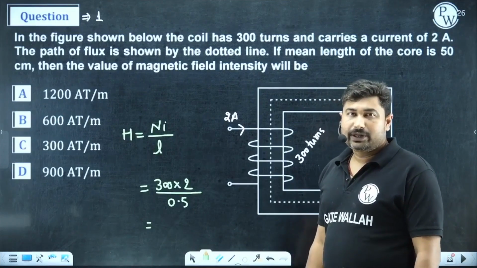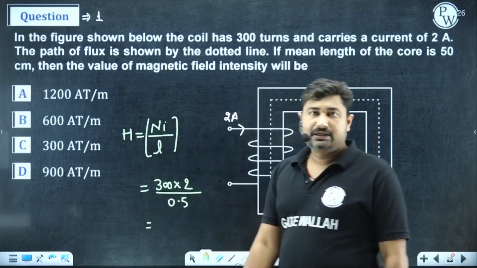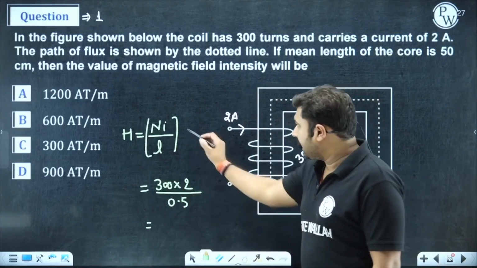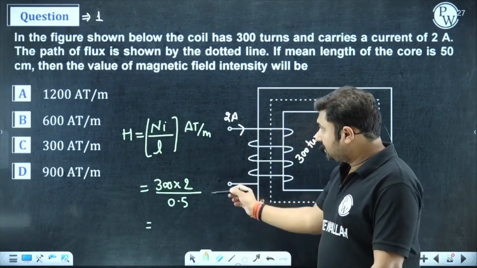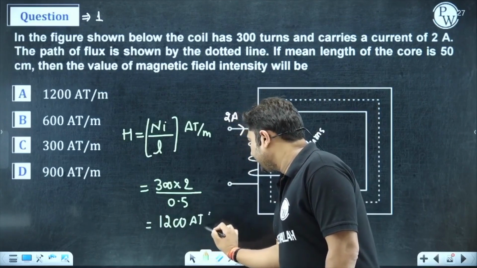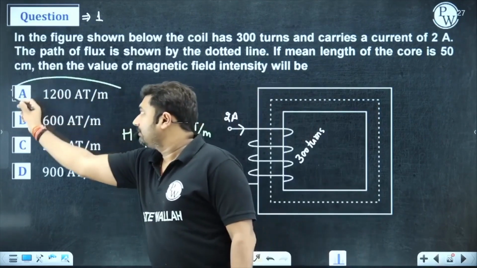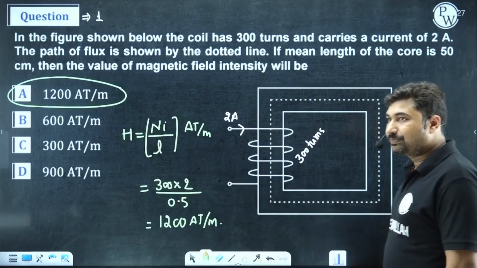Ampere turn per meter. You easily know about the units. Yes, sir. So this is the ampere turn per meter. Is it okay? Yes, sir. So that will be equal to 1200 ampere turn per meter. Great, sir. Option number A is correct.